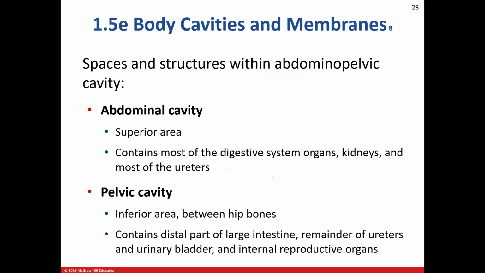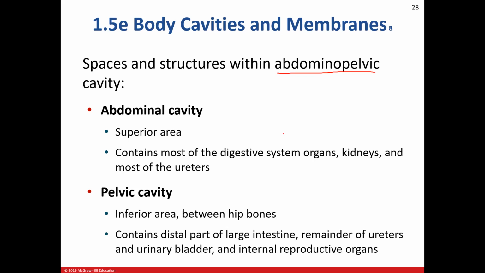It'll help you. Now, I don't want you to forget about the other cavity in the ventral aspect. That's the abdominopelvic cavity. This is going to be below the diaphragm. We subdivide that into the abdominal cavity and the pelvic cavity. In the abdominal cavity, that's where we're going to find a lot of organs: pretty much most of the digestive system, the kidneys, and the ureters, which are the tubes that connect the kidneys to the urinary bladder.